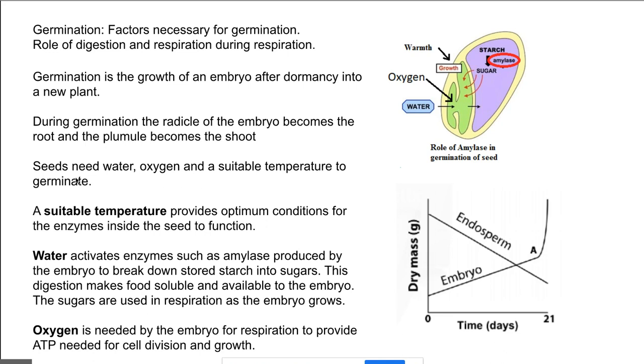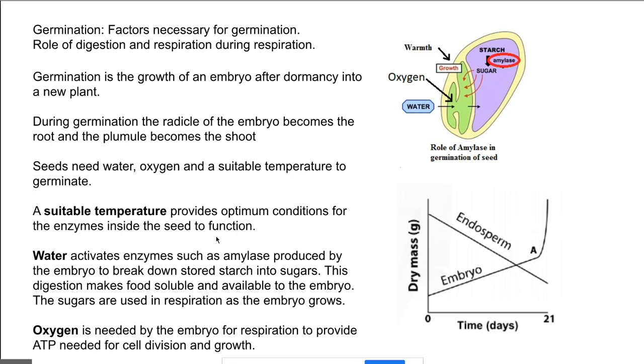So what are the conditions that the seeds need? Seeds need to have water, oxygen, and a suitable temperature. Okay, so most people get the water and the oxygen fine, and they might write something like heat or warmth, or just the word temperature. You have to say suitable temperature to germinate.